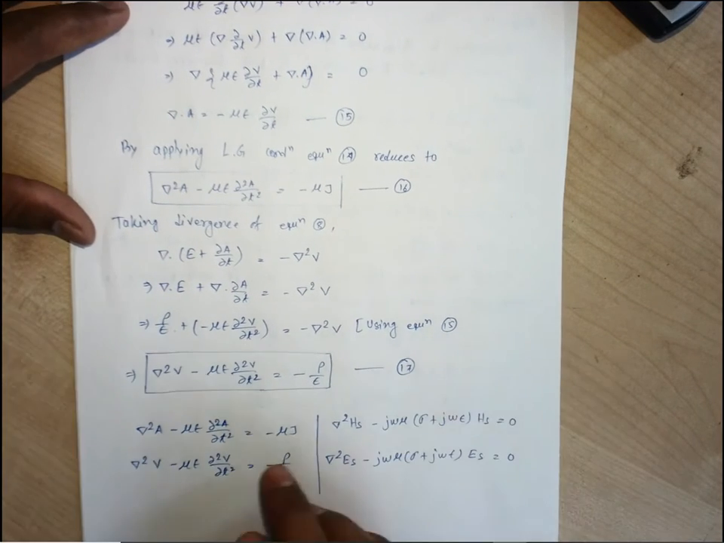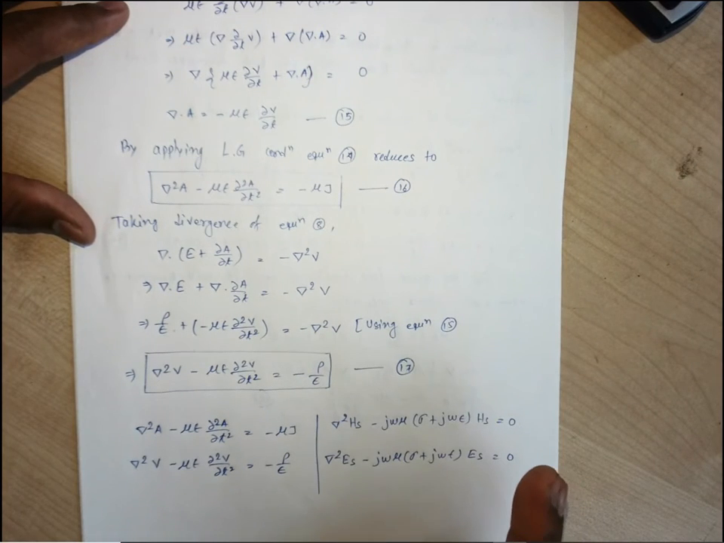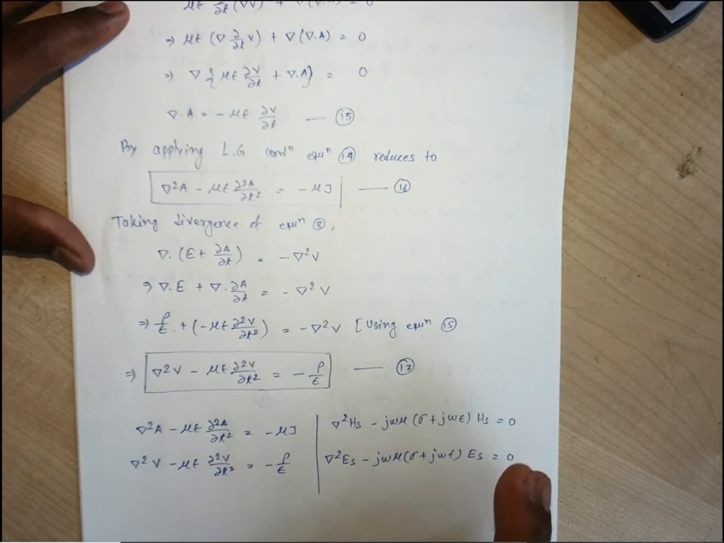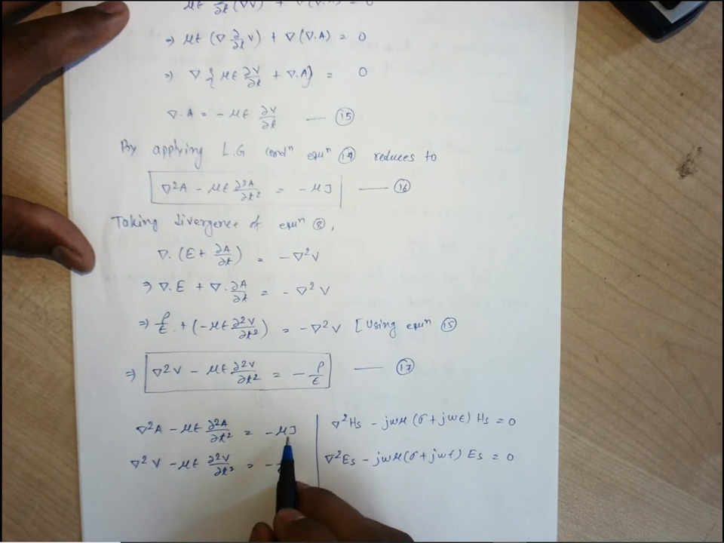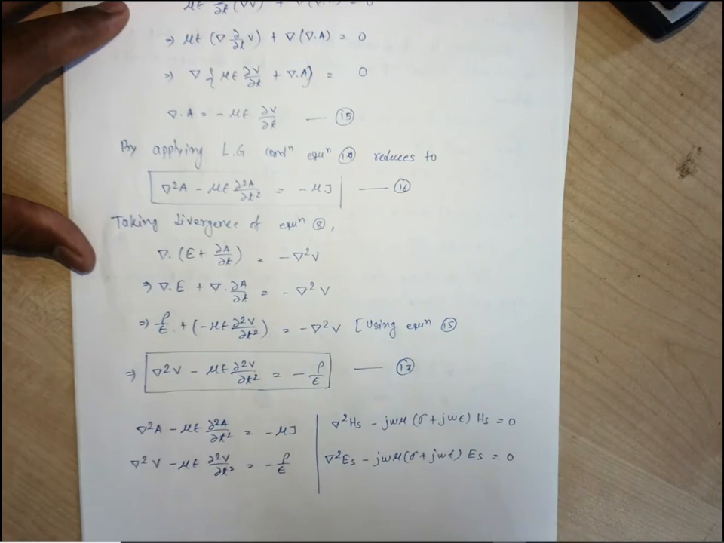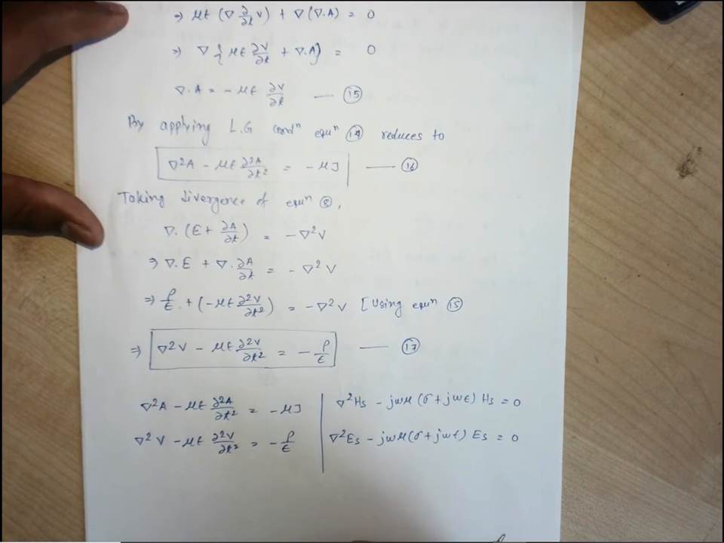So this left hand side equation is symmetrical to our wave equation. Only the thing is that these wave equations are considered for the source free condition. So if we consider J and rho equal to 0, then we can take the similarity with the wave equations.